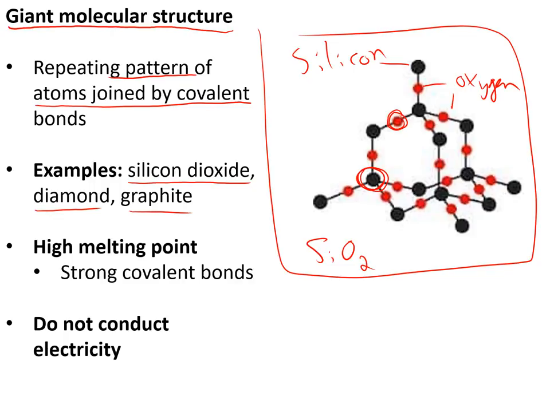Now, these have high melting points because to allow these atoms to start moving past each other, you need to break all of these strong covalent bonds. Every one of those bonds needs to break to melt it. And that requires a lot of energy because they are strong bonds. They do not conduct electricity because there are no electrons that are free to move. The one exception to that is graphite.